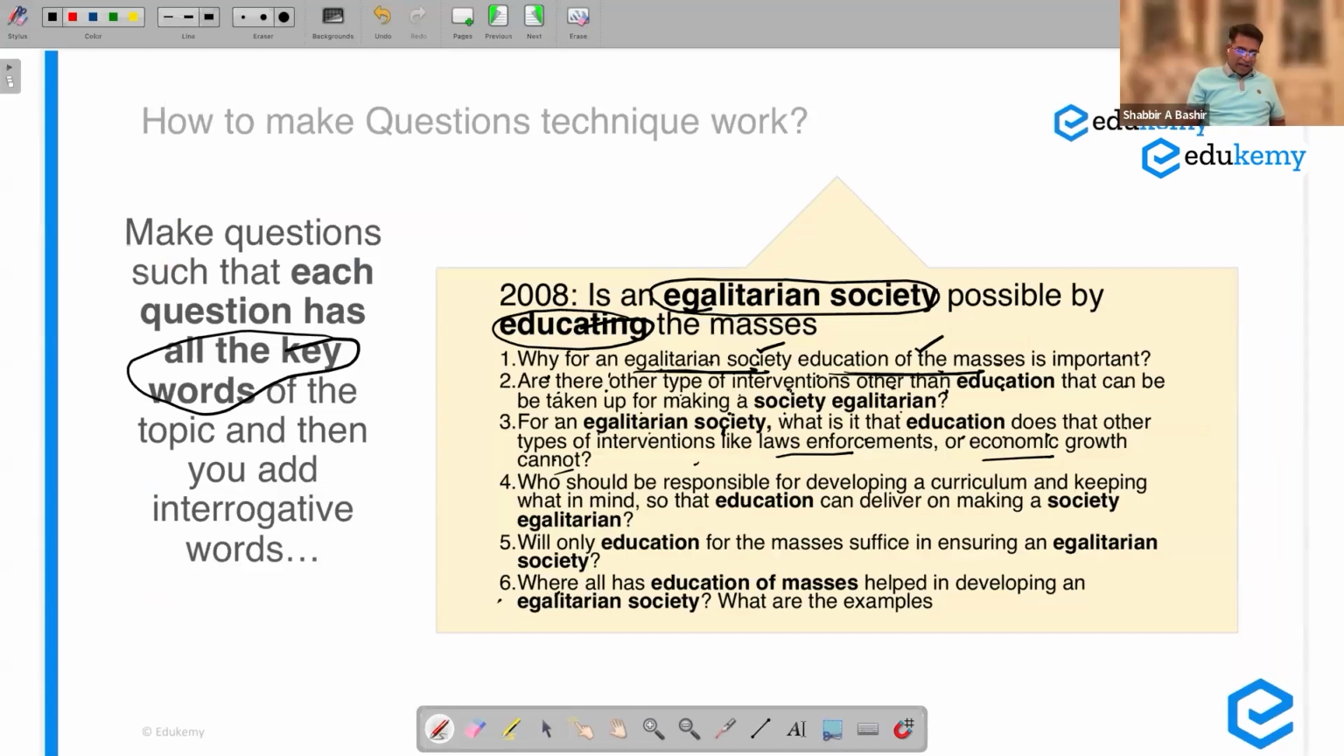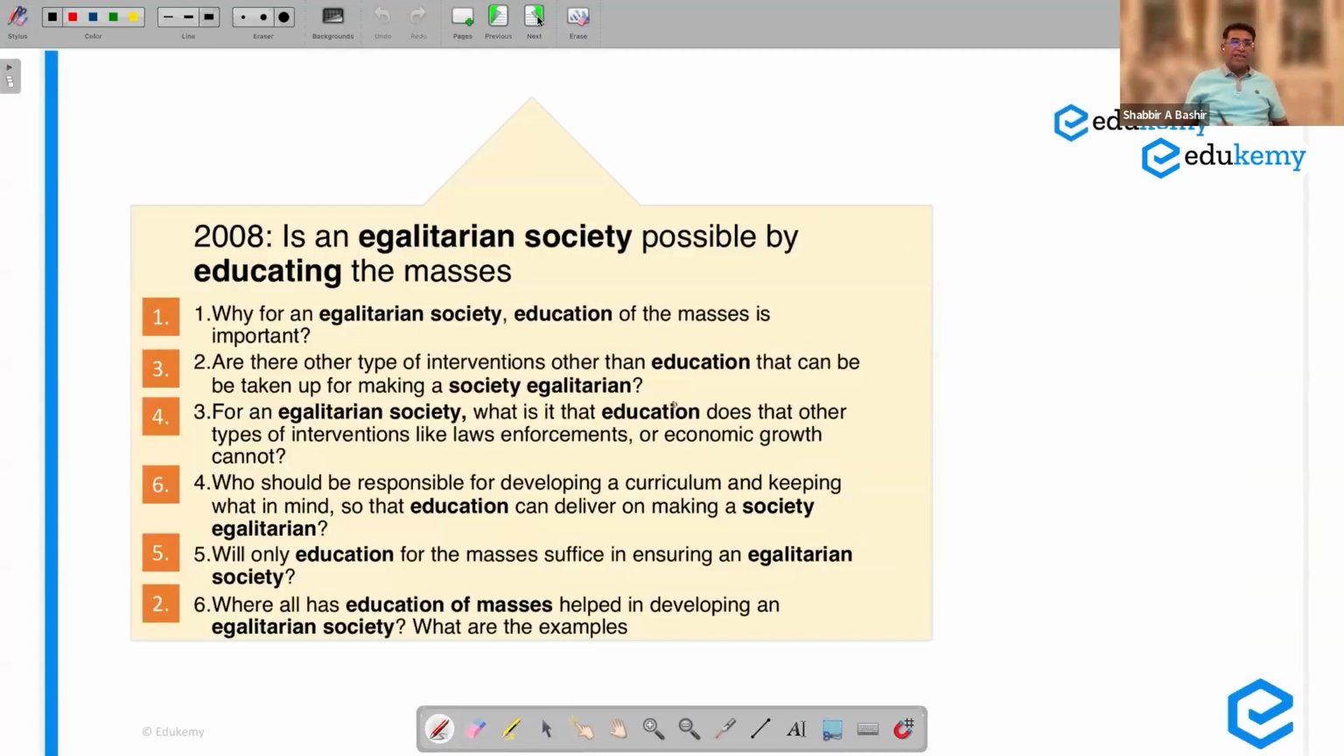Where all has education of the masses helped in developing an egalitarian society? What are the examples? So to ensure that you don't miss the topic, and you don't end up writing on one idea of the topic, you identify the keywords and make questions using all the keywords in the same topic. And then what you do is, you sequence the topic.